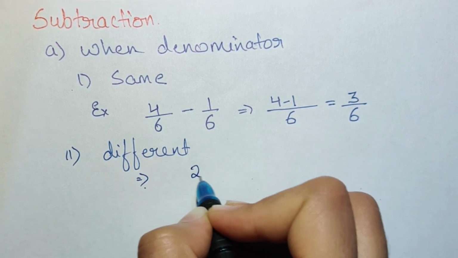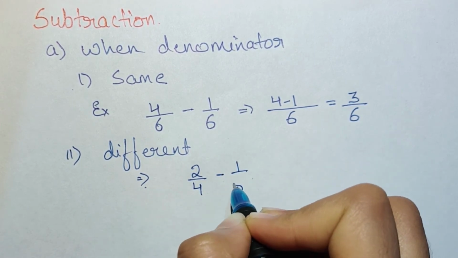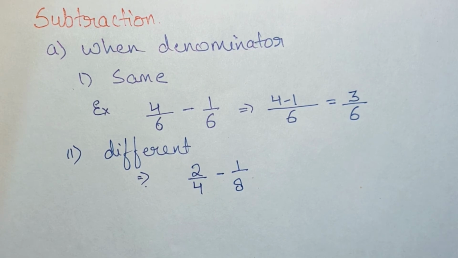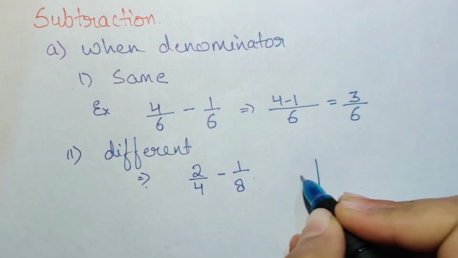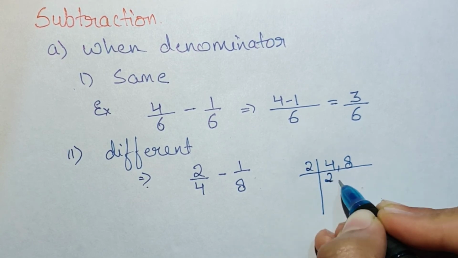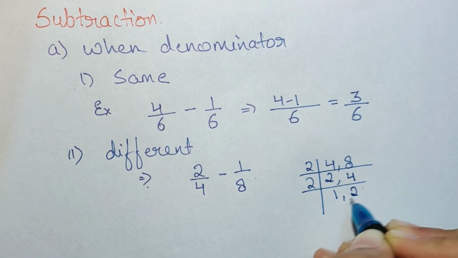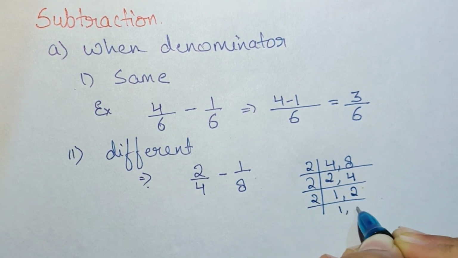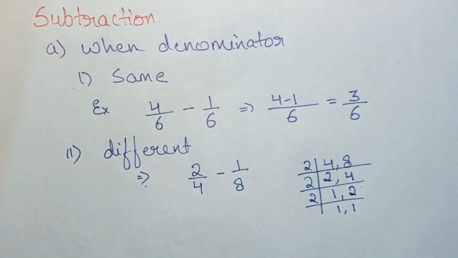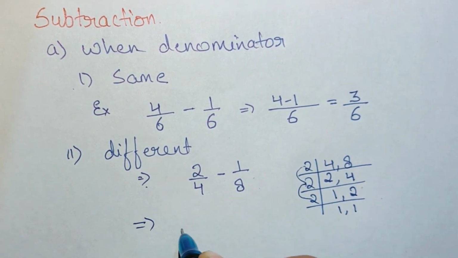Second, when denominators are different. So 2 upon 4 minus 1 upon 8. Now here your denominators are different. So what you will do? Your first step will be taking LCM. So LCM of 4 and 8. 2 2s are 4, 2 4s are 8. 2 1s are 2, 2 2s are 4. Then again 2 1s are 2. So your LCM here is 2 2s are 4, 4 2s are 8.